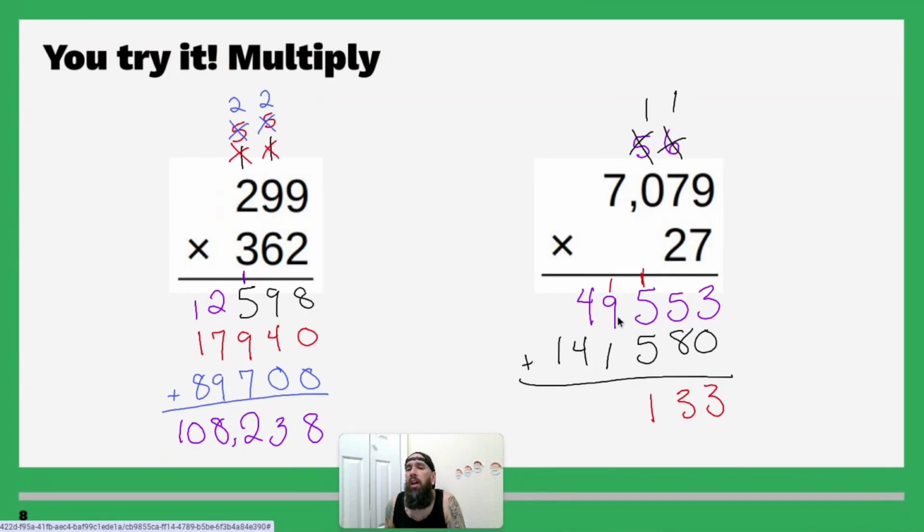1 plus 9 is 10. 10 plus 1 is 11. Write out your 1, carry the 1. 1 plus 4 is 5. 5 plus 4 is 9. Don't carry over. 1 is all alone. 191,133.